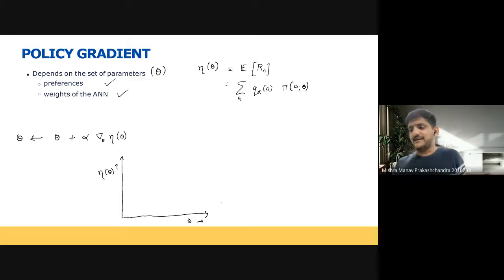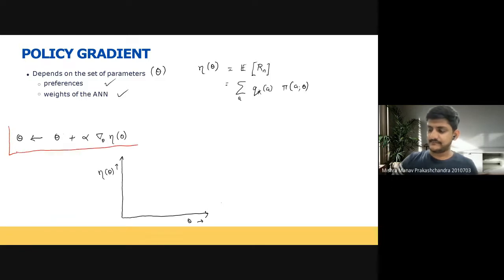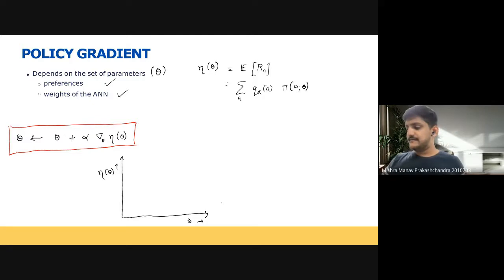And the policy gradient update happens as such. What I'm trying to do is update the parameters which represent the policy. If I get the optimal parameter, theta star, then whatever policy I have will be the optimal policy. So this is the idea. What I'm trying to optimize here is this quantity. And this is how the update looks.